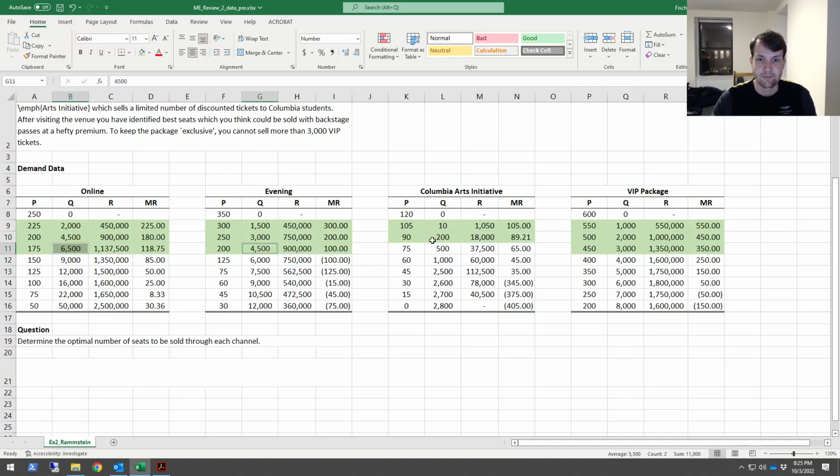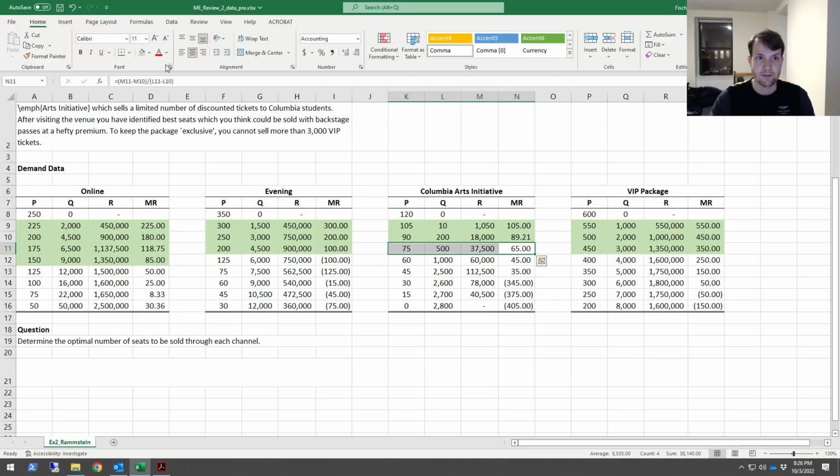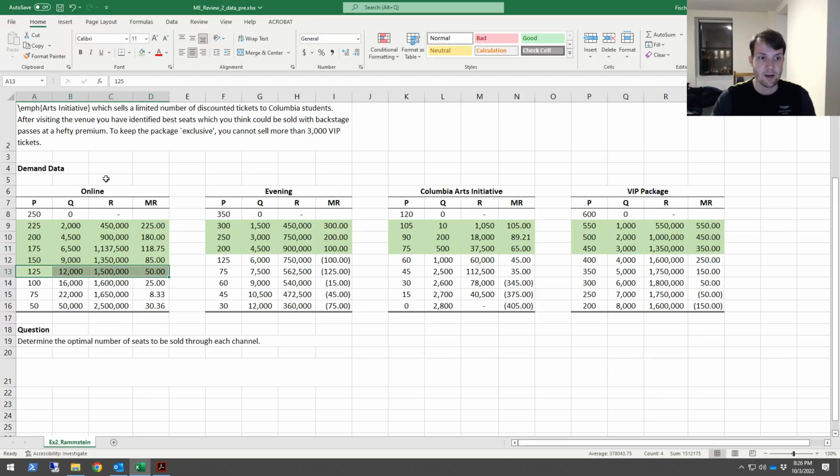Let's see where we're at. So currently we're at 14,200 tickets, still 5,800 away. 85, negative 100, we don't want to do that. 65. So we're going to pick 85 here. 50, 65. 65 is obviously better. Let's check again. We're at 17,000. 50, 45, we pick 50. And now if you check 12,000 online, 4,500 evening, 500 Columbia, and 3,000 VIP brings us up to 20,000.